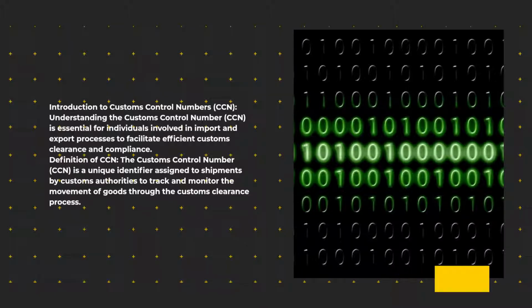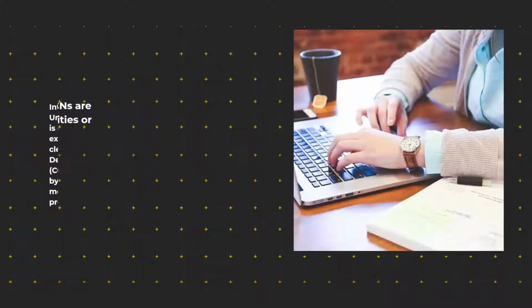Definition of CCN. The customs control number, CCN, is a unique identifier assigned to shipments by customs authorities to track and monitor the movement of goods through the customs clearance process.